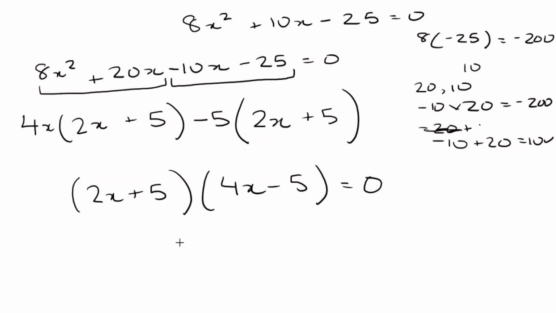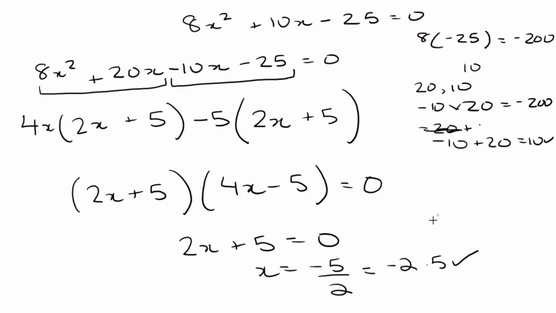Now, in order to find the roots, we equate both of these to 0. 2x plus 5 equals 0, so x is minus 5 on 2, which is really negative 2.5. And we also know that 4x minus 5 has to equal 0 for the second root, so x is 5 over 4, and that is our second root. Hopefully that's enough examples for us to understand how to solve roots of quadratic equations by equating the two factored terms to 0. And I'll see you in the next video.